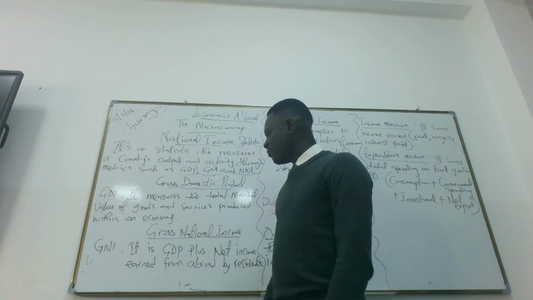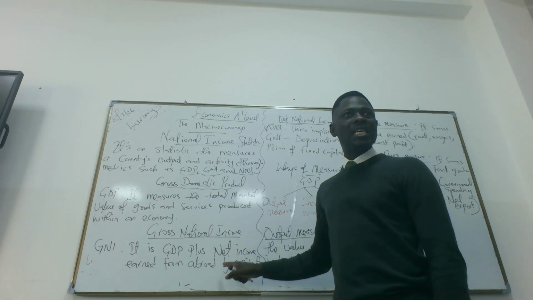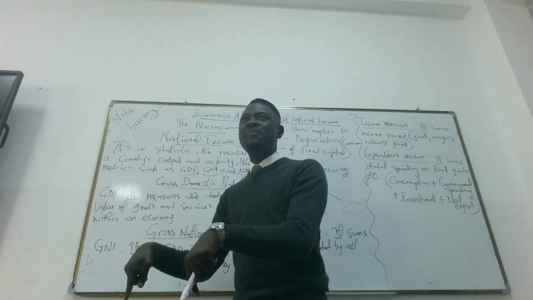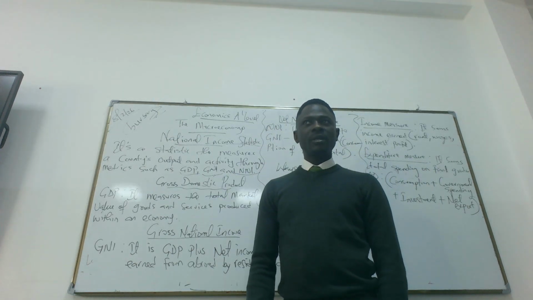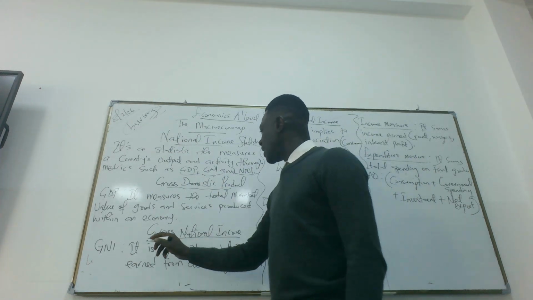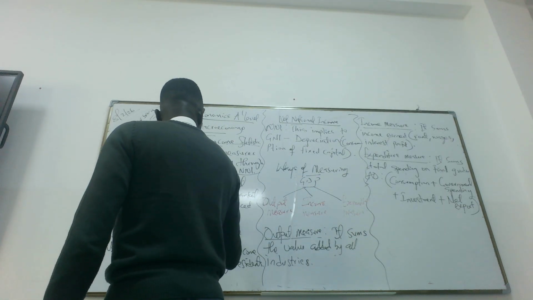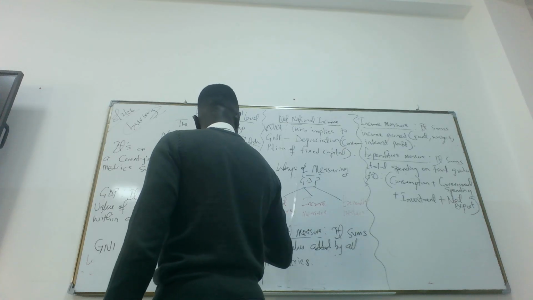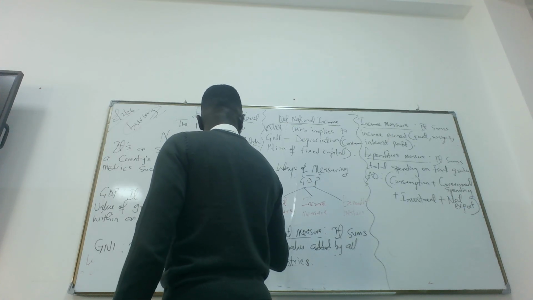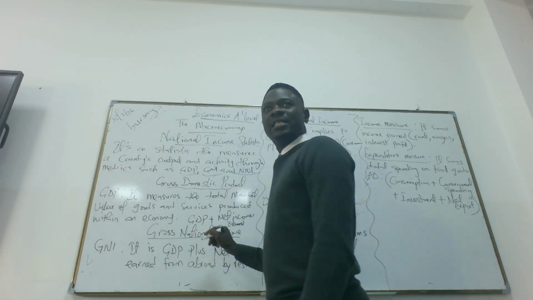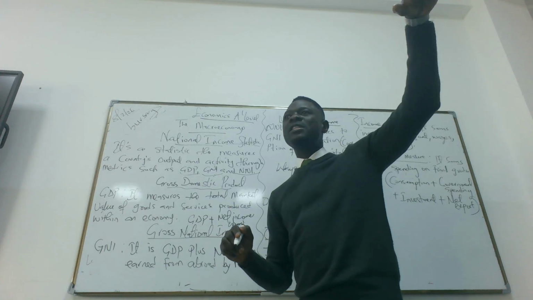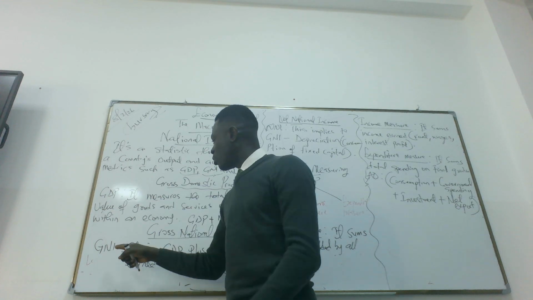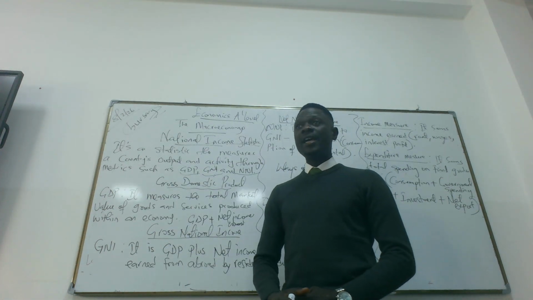Then we have GNI. For GNI, it is GDP plus net income. And when we talk about net income, we're talking about net income earned from the Libyans abroad. Do you get GNI here? Yes. GNI is GDP plus net income abroad. So the residents, the Libyans that are living abroad, what they earn plus what is being produced in Libya is what we call GNI. Do you get GNI?